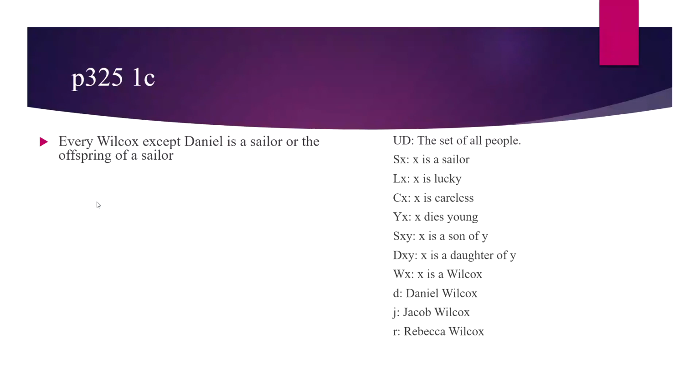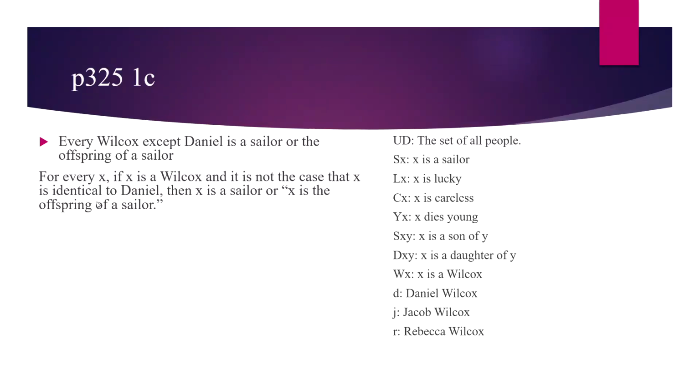Now we have every Wilcox except Daniel is a sailor or the offspring of a sailor. So we've got the same parts that we started with before, right? We're going to start with for every x, if x is a Wilcox and it's not the case that x is identical to Daniel, then x is a sailor. And in the consequent, we need to figure out how to add, or x is the offspring of a sailor. So we don't have a predicate for offspring, right? We have the predicate for son and the predicate for daughter, so we're going to need to use both.